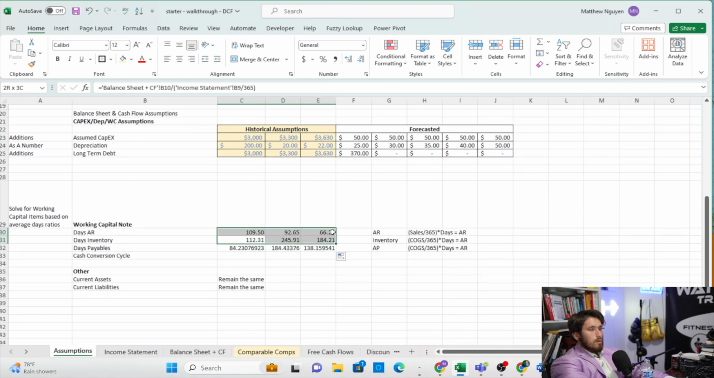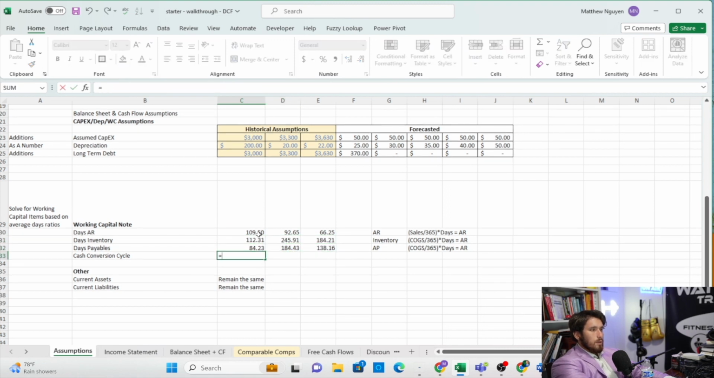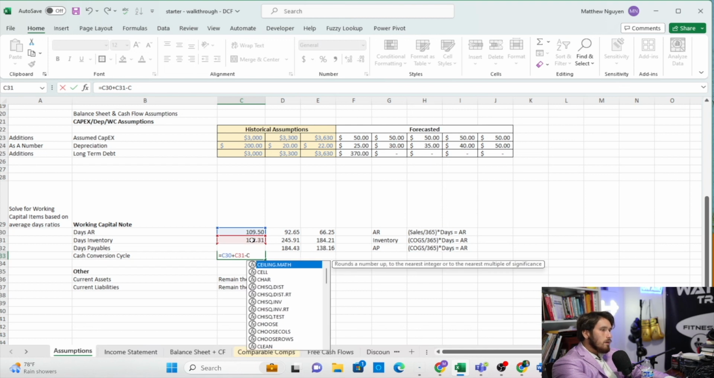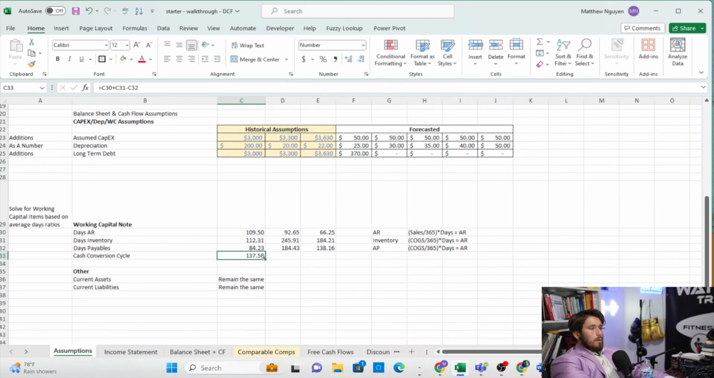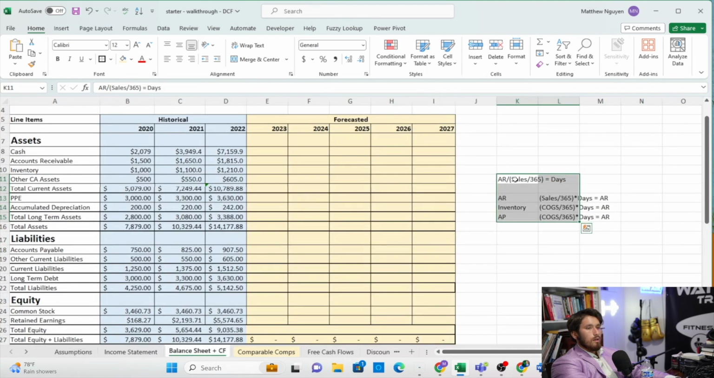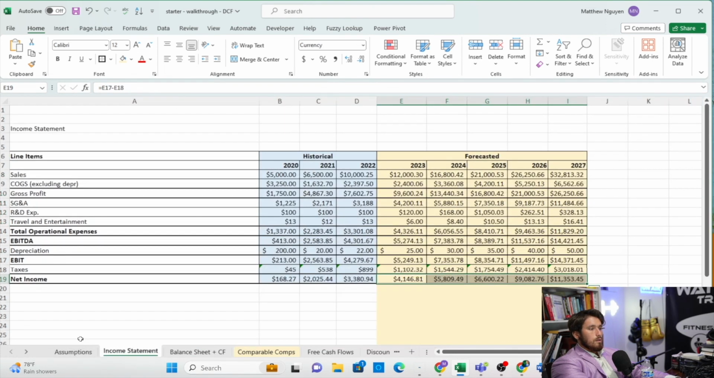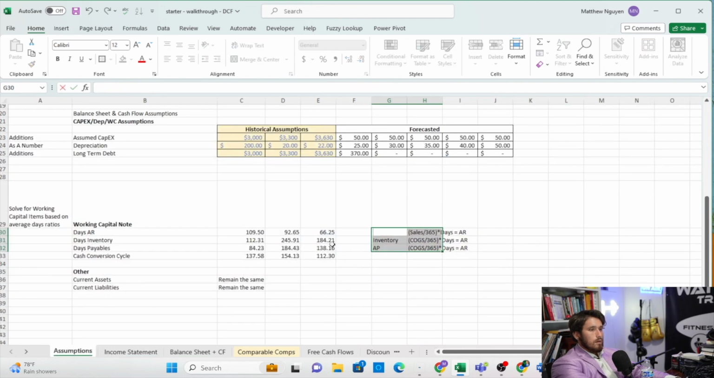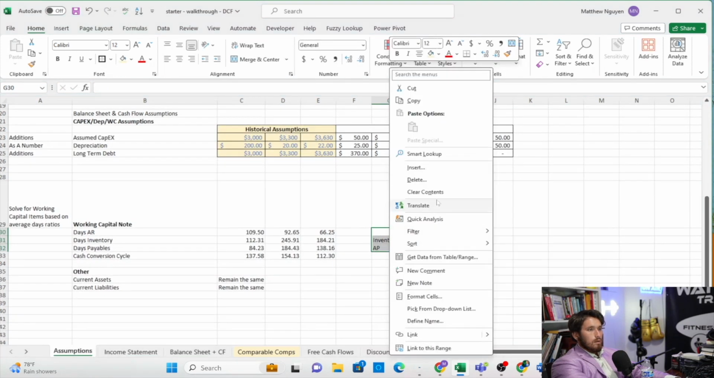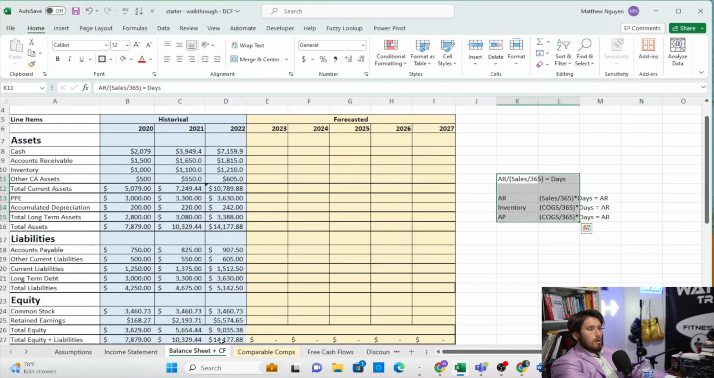Okay. So let's format this. Let's get our cash conversion cycle because why not? So do, and then plus or minus C32. All right, we got our cash conversion cycle, and I'm actually just going to delete this out of here. Clear contents. Okay. All right.